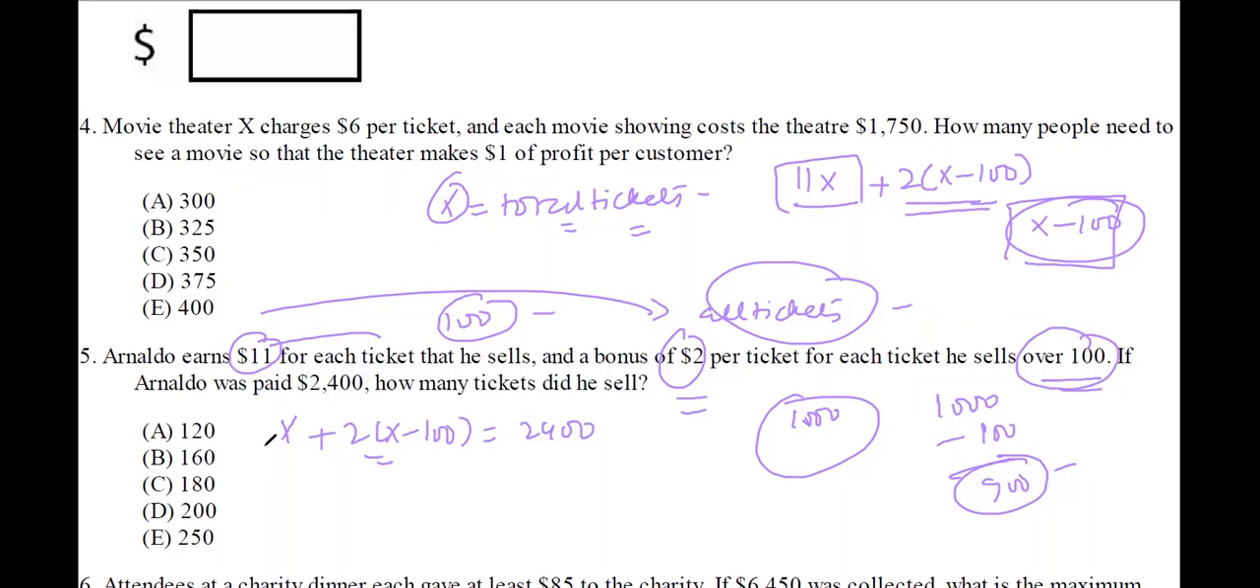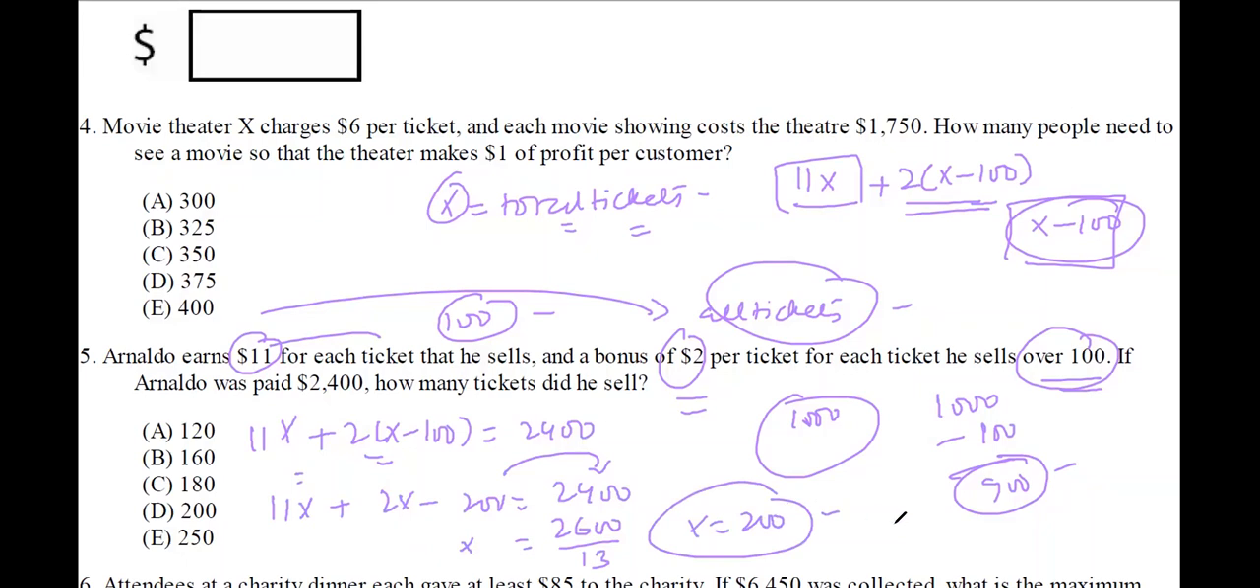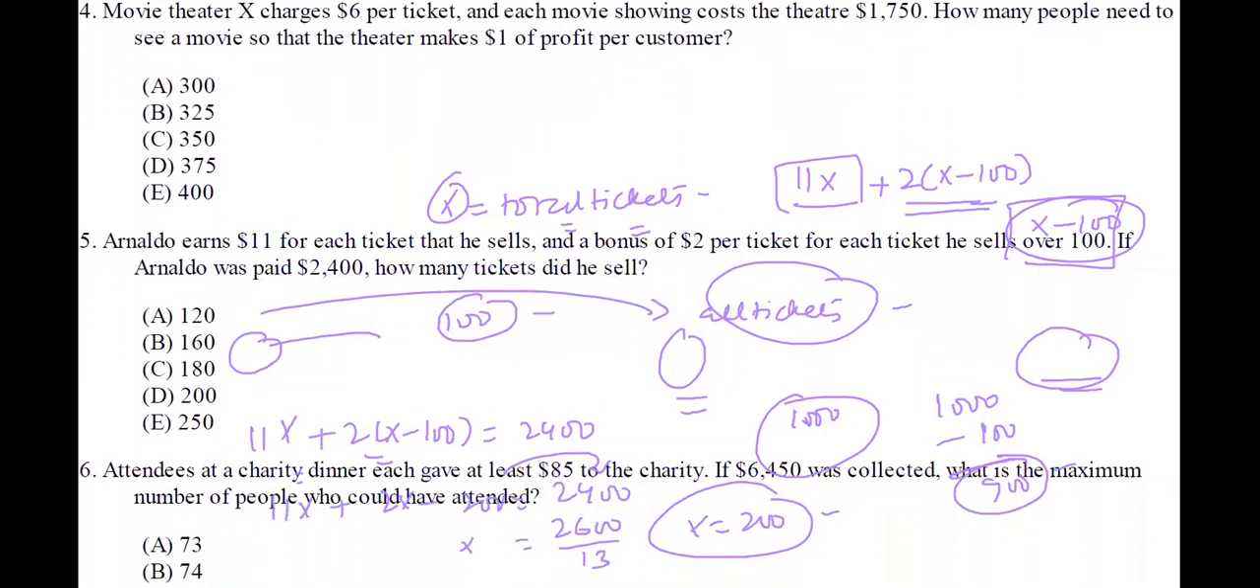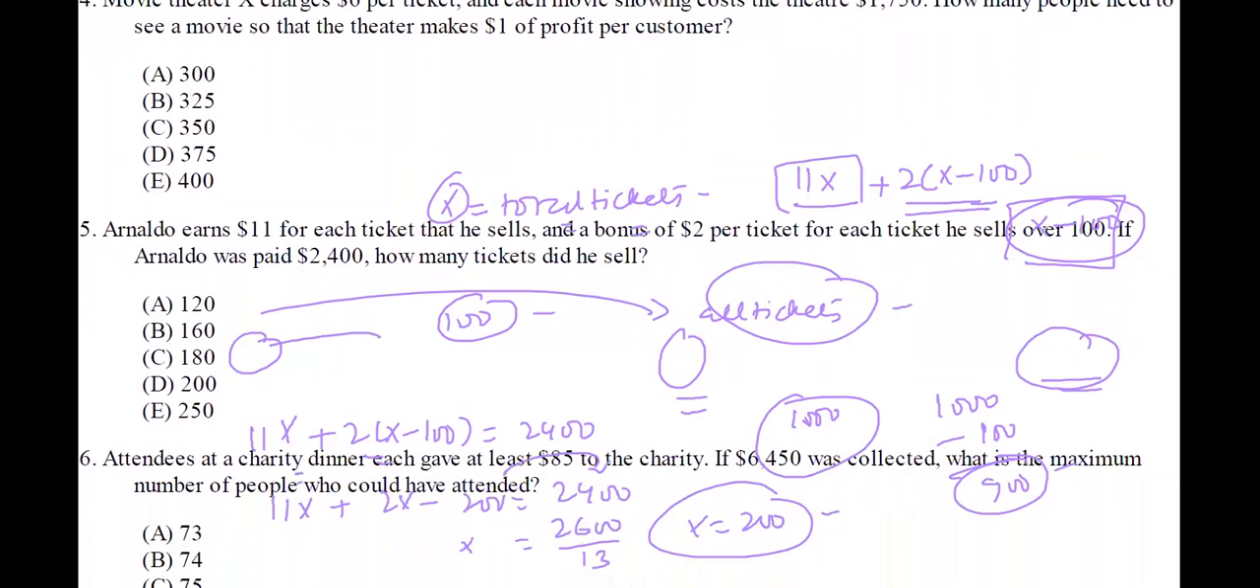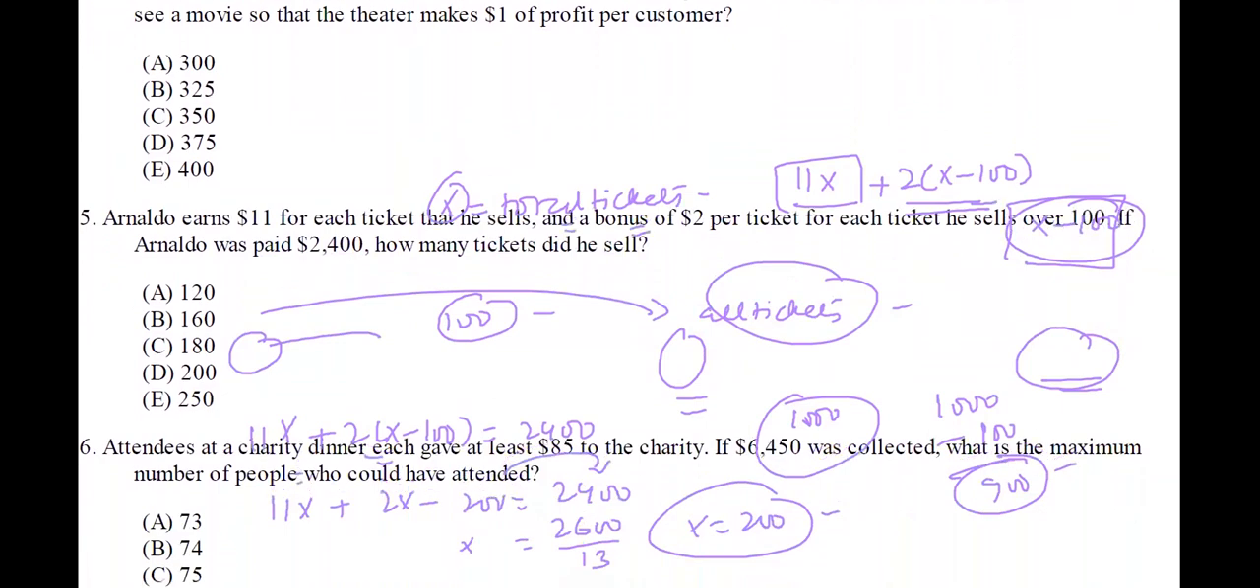So how much are we getting then? 11x plus 2x minus 200 equals 2400. So this is 2600 divided by 13, and you are getting 200 tickets. Same thing, right? You got the 200. So it means that this part is done.